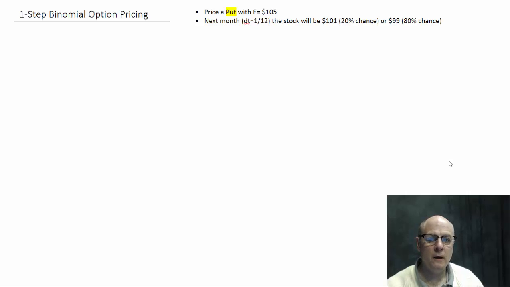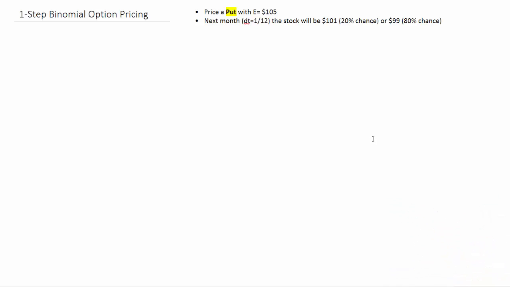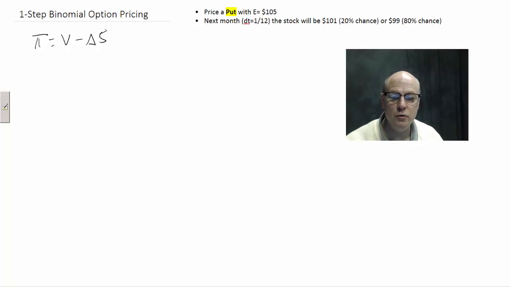In the last video, we priced a call option and a put option using this one-step binomial tree pricing idea. And that hinges on setting up a portfolio of buy the option and short some of the stock. Pick the delta so that you hedge both cases of the future, and then use an arbitrage argument to figure out what this portfolio should be worth now.